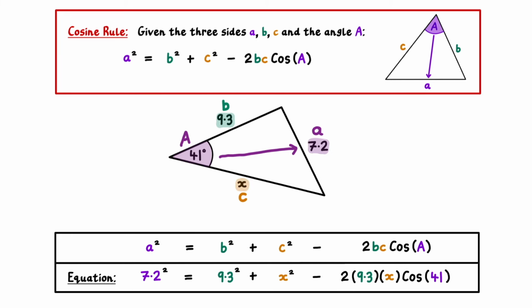When we put these values into the statement of the cosine rule, the a squared becomes 7.2 squared, b squared becomes 9.3 squared, c squared becomes x squared, and the 2bc cosine of A becomes 2 times 9.3 times x times cosine of 41.